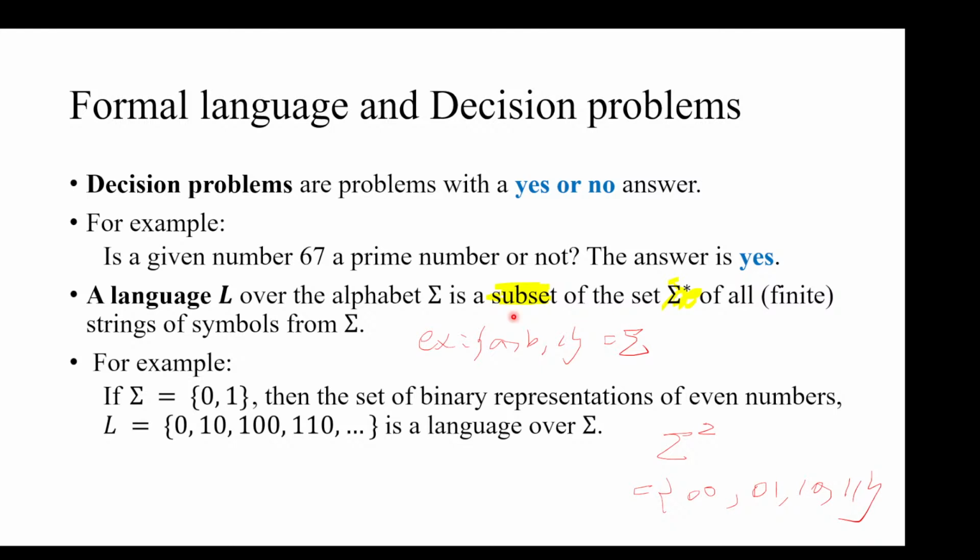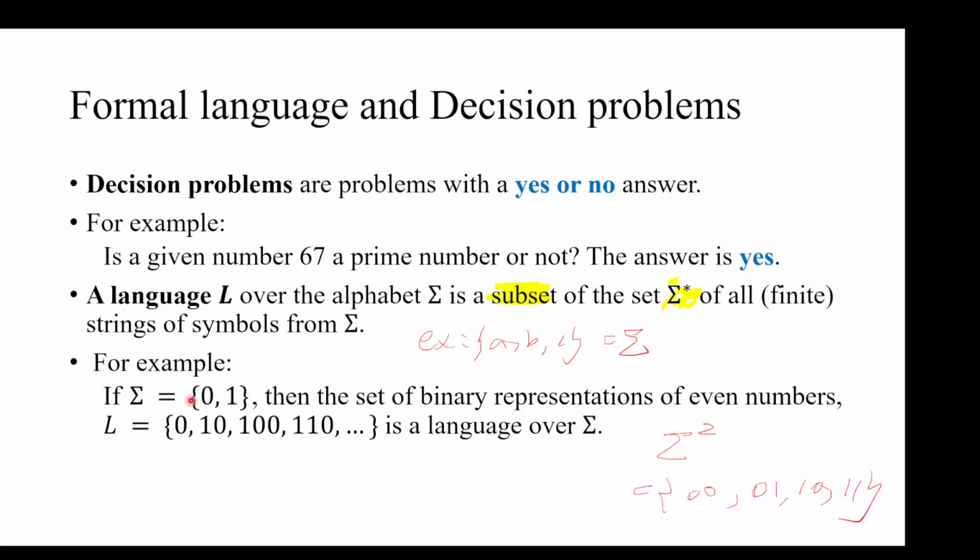So this is arbitrary length, starting from length 1. It contains 0 and 1, and 0 0, 0 1, 1 0, 1 1, and all the strings of length 3, 4, 5, all the way to infinity. So a language is a subset of strings. This is a very weird set. Here we have an example.